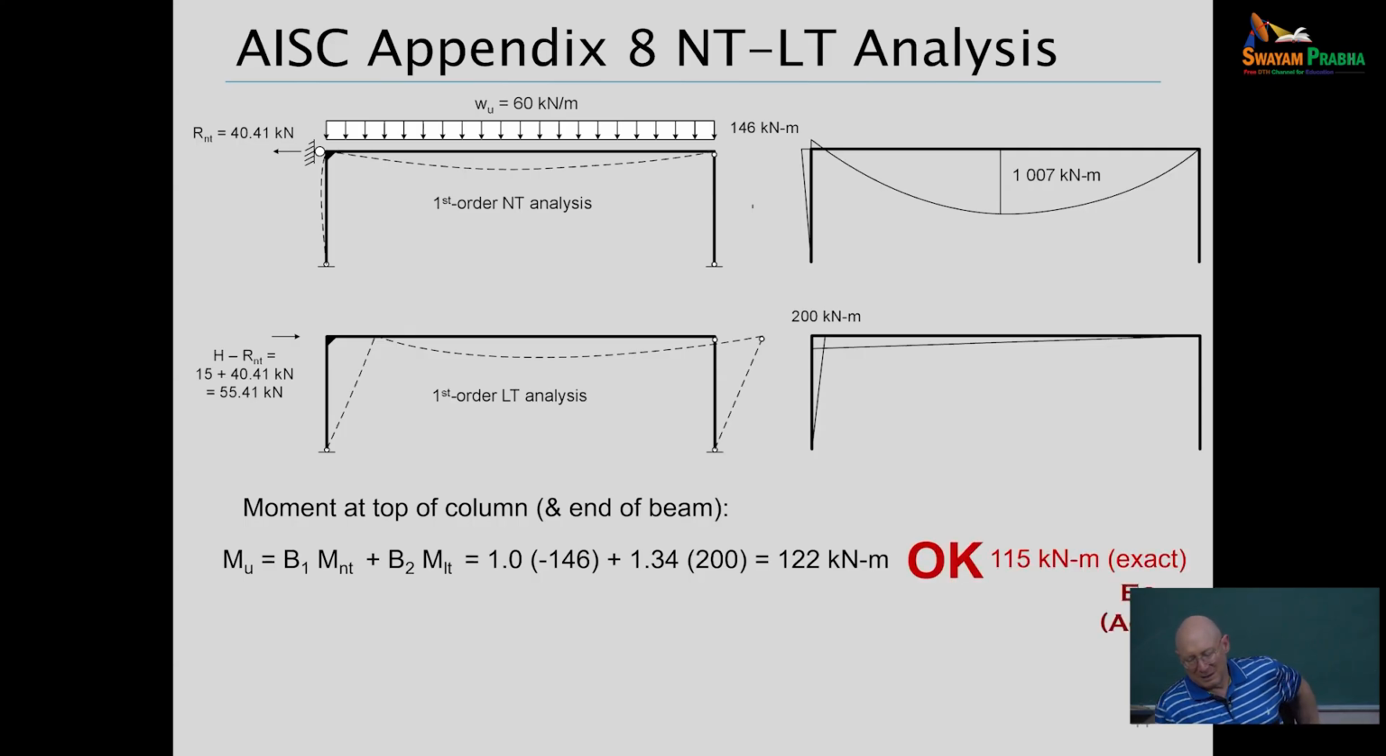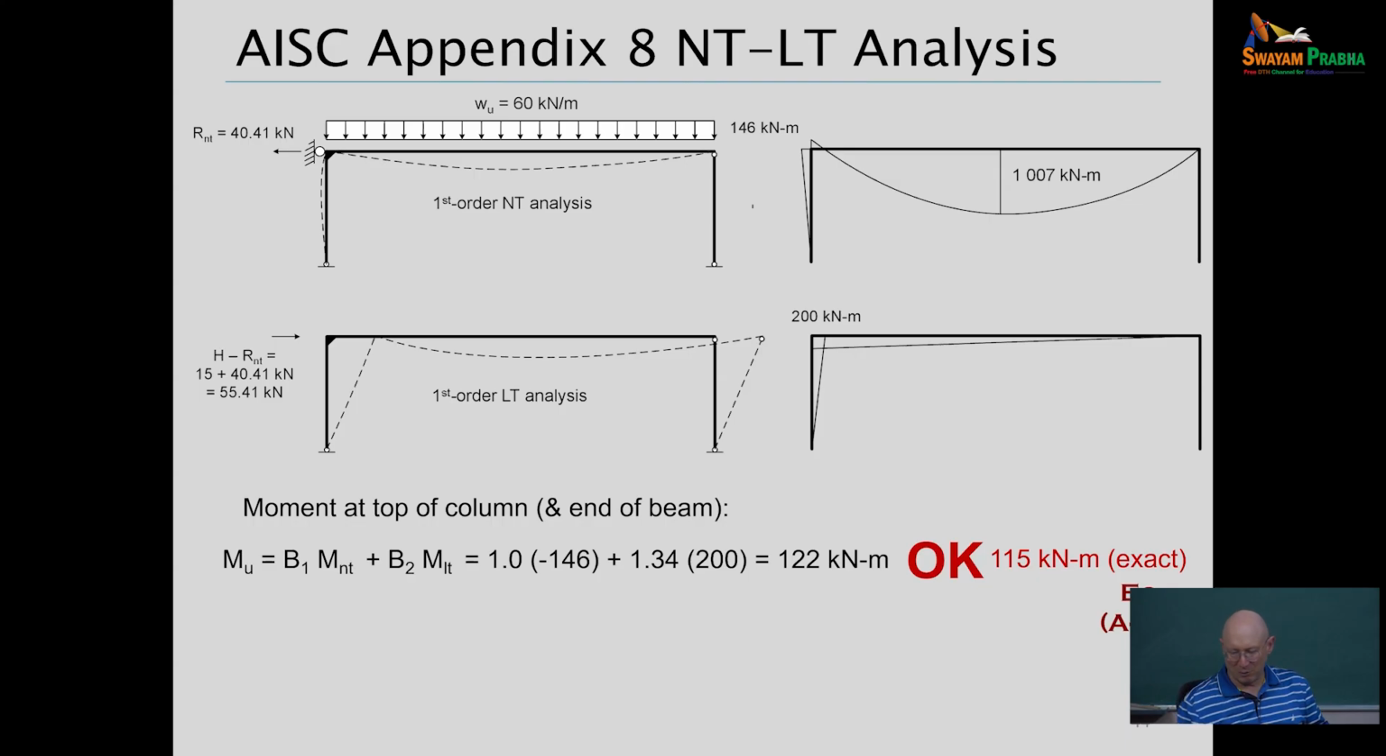And if we just ran this in Consteel or any other general purpose program, we get an accurate solution; it's not too hard to get an accurate solution for this. The rigorous solution is 115. Oh, it's conservative. Right, this is coming mainly from the conservatism of R sub m.